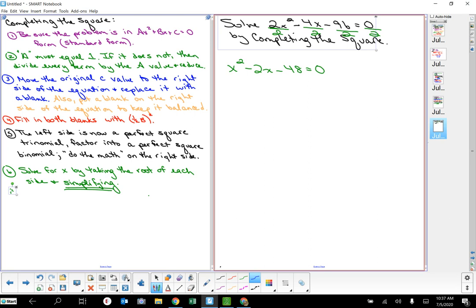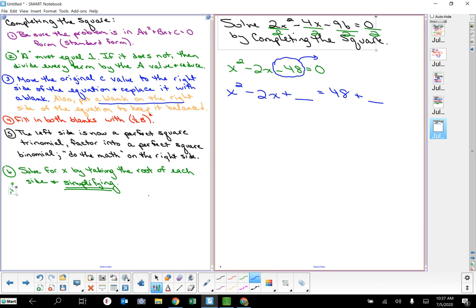Step 3, move the original c value, this guy, to the other side. Well, when we move it, what's going to happen to its sign? It's going to change. So we have x squared minus 2x, and we're going to put a blank on the right and left side of the equation where the c was, and it's always going to be plus a blank. So we move the 48, it becomes positive. We add another blank in, right? Because if I'm changing the left side, I have to change the right side by the same value.